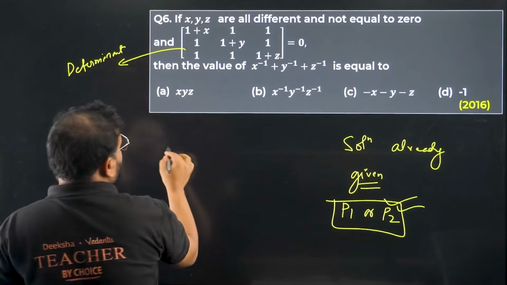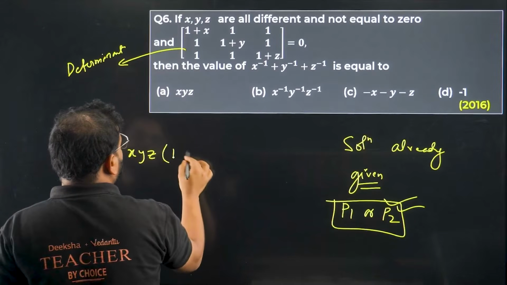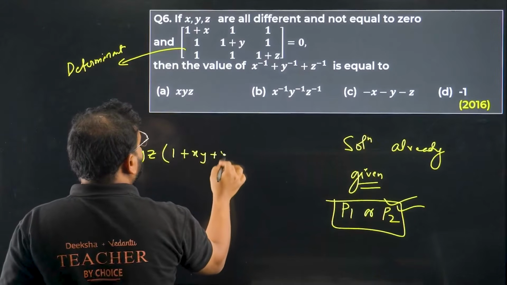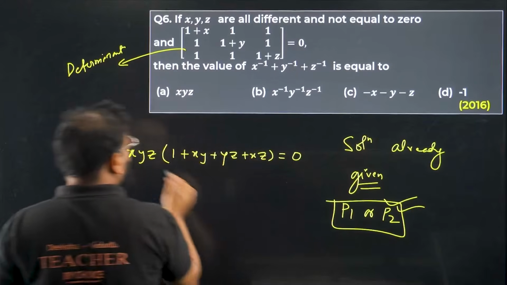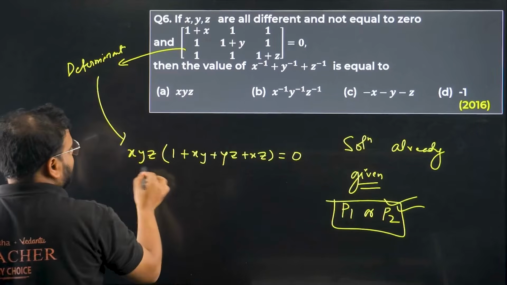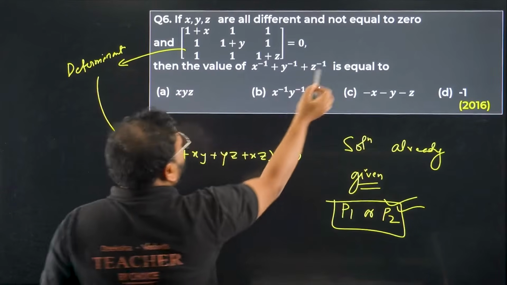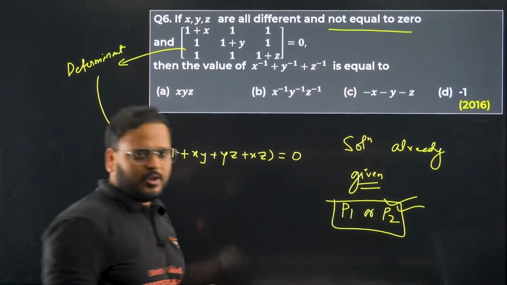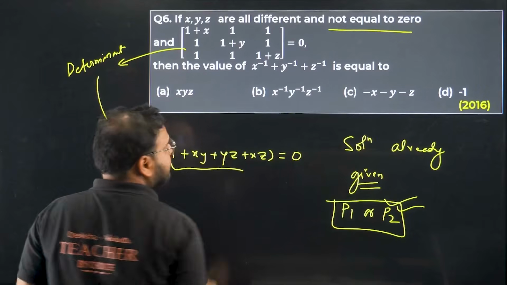Okay, you'll reach this condition: xyz times (1 + xy + yz + xz) equal to 0. This will be your determinant, if you find that. And this is given as non-zero. Please check, they are different and not equal to 0. They're not equal to 0, which means xyz is non-zero. It means this bracket has to become equal to 0.